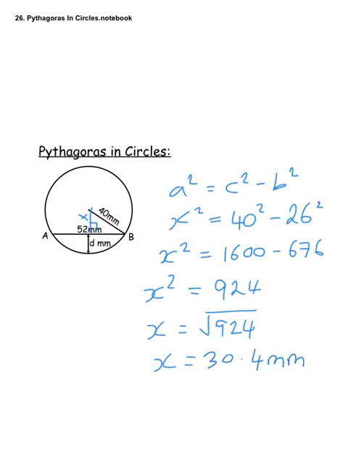Again, we're looking for the depth of our fluid, not the x that we originally planned out in our right-angled triangle. So what we need to do is take the radius. So d is equal to the radius, 40, minus the answer that we just got. So our depth is actually going to be 9.6 millimeters as our final answer.